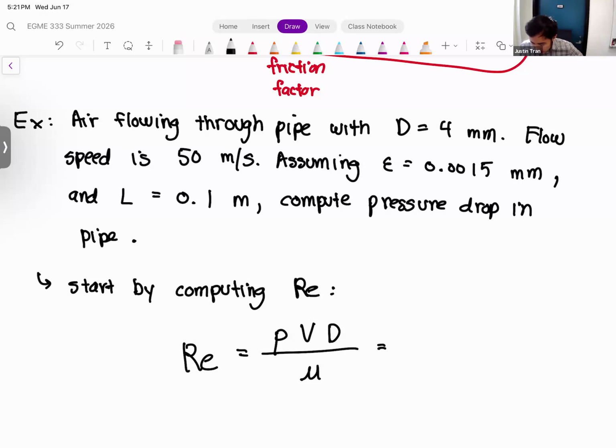If we plug everything in, the velocity and diameter from the problem and the standard density and viscosity of air, we get a Reynolds number of 13,700, which is indeed turbulent. Remember, the condition for turbulence in pipe flow is that as long as the Reynolds number is greater than 4,000, we have turbulent flow.